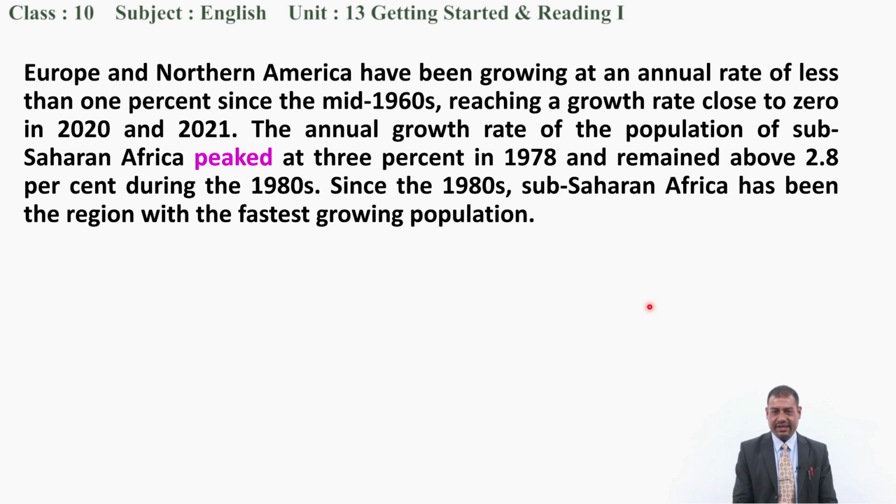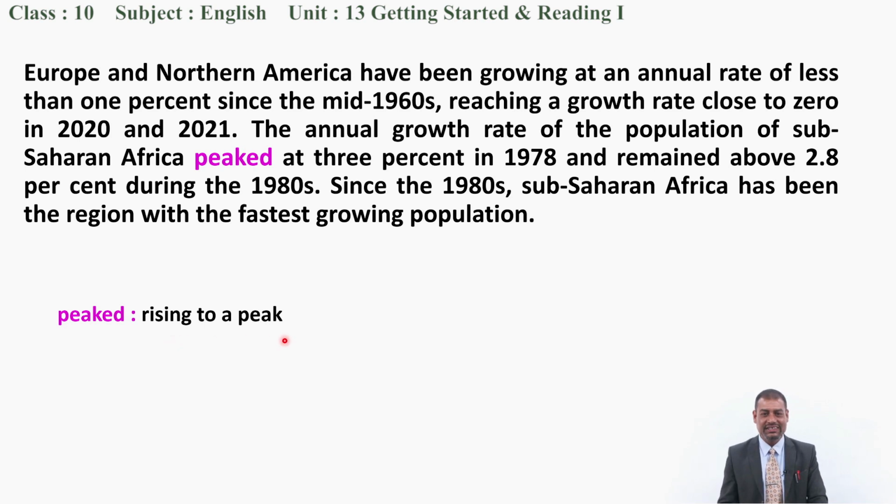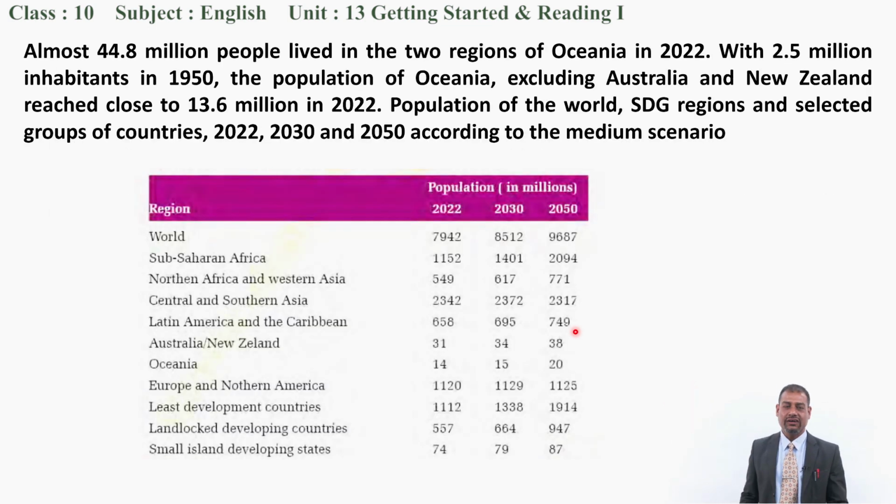Good. Now again there is a highlighted word, that is peaked. What's the spelling? Yes, P-E-A-K-E-D, peaked. Then what does it mean? I hope you might have got its meaning. Do I need to show you? Anyway, I just want to show you, okay? Rising to a peak, going up towards the peak, and it is at 3%. So it means growing fastest, going to the top. Now again you can see the table here for your comparative studies.